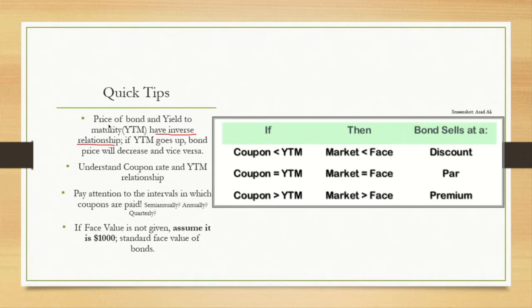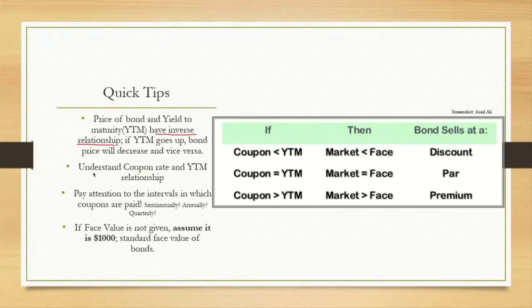So know that the price of the bond and yield to maturity, which we abbreviate as the YTM, have an inverse relationship. Which means that if the YTM goes up, we expect the bond price to decrease, and vice versa. It's necessary to understand, because it will help you verify if you're getting the right answer or the wrong answer. So if the YTM goes up, the bond price will definitely go down, and if the YTM is decreasing, then we expect the bond price to be increasing.